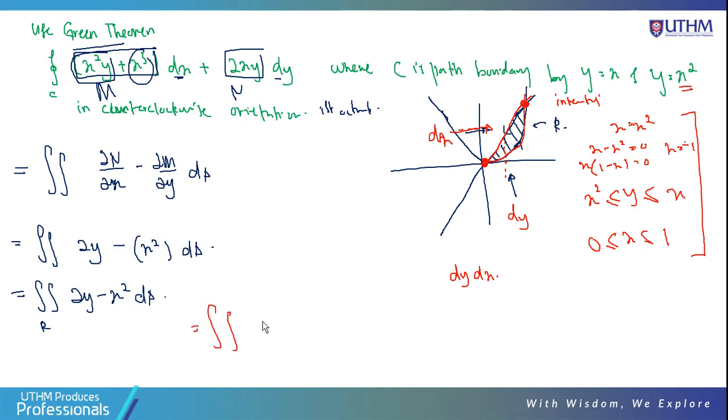You nak guna tadi apa? Double integral 2y tolak x kuasa 2 dy dx. So y start from x kuasa 2 to x, and x start from 0 to 1. Kalau you nak gunakan dx dy pun boleh, dx dy pun boleh, tak ada masalah.